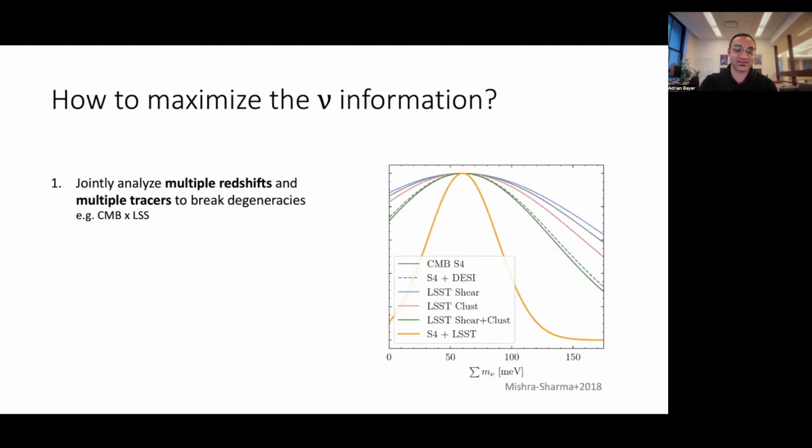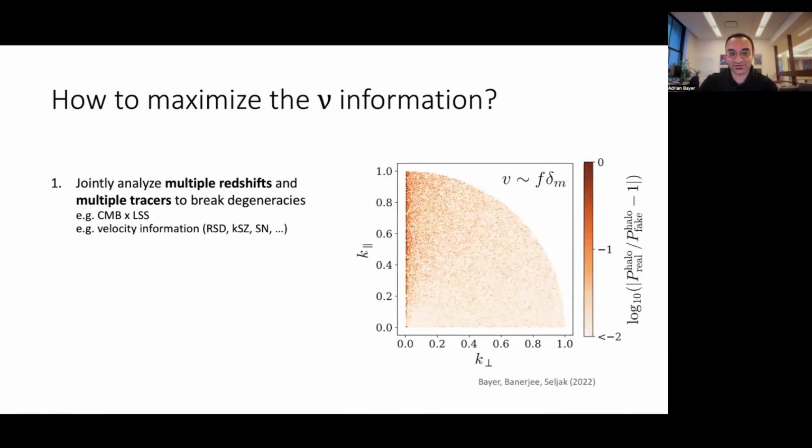We already spoke about stage 3 surveys, but now looking at stage 4 surveys, if you combine CMB-S4 with LSST, so CMB-S4 on its own gives you this gray line, LSST on its own gives you this green line. But if you combine them together, you get this orange line, which gives you much tighter constraints on the neutrino mass.